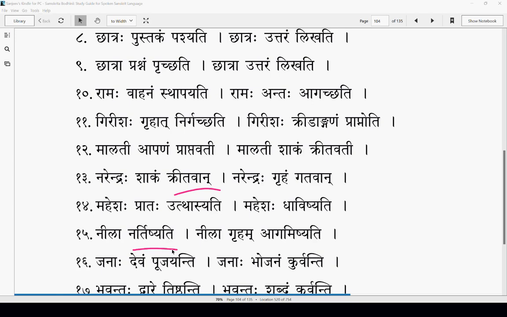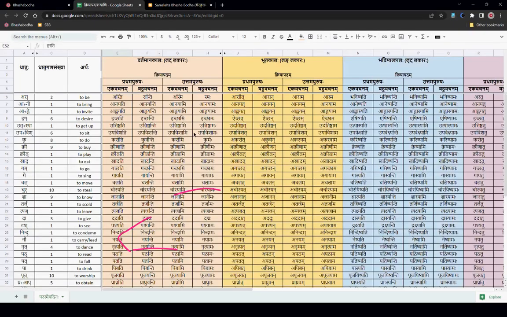Nartishyati, what happens here? There is no upasarga. Nrityati is the Vartamana Kala, Nartishyati is Bhavishyat Kala. When you add twa, what is the form? Anyone? Nartitva. That's what is given in the table in the book, and also here. Nartitva, I can see here.